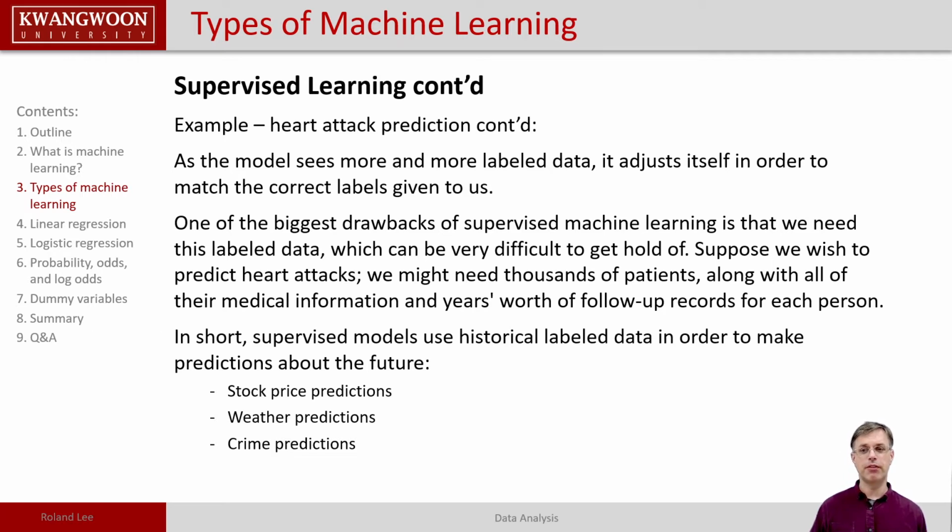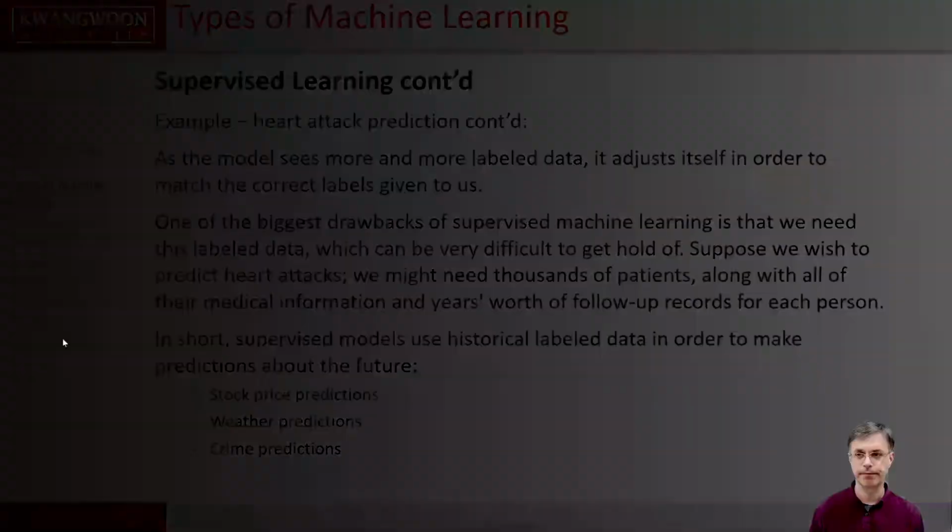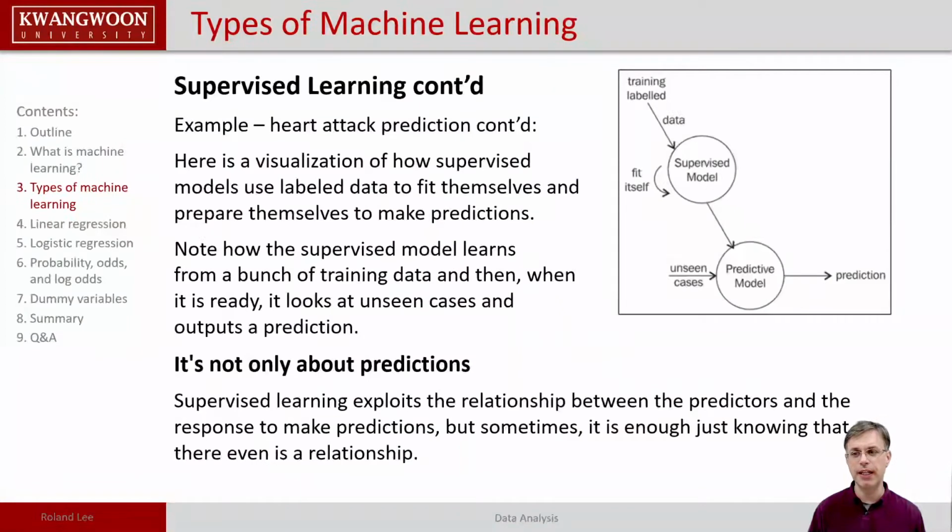Some possible applications for supervised learning include also stock price prediction, weather prediction, and crime prediction. You can see here how each of the predicting examples uses the word prediction, which makes sense, seeing how we emphasized supervised learning's ability to make predictions about the future. Predictions are not where the story actually ends.